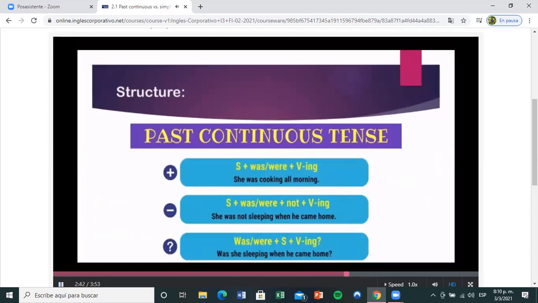Finally, before we go on using both tenses in one sentence, I will show you the structure for past continuous. Listen and follow it. For affirmative: subject plus was, were, plus verb with ing. Negative: subject plus was, were, plus not, plus verb with ing. Questions: was, were, plus subject, plus verb with ing, plus question mark.